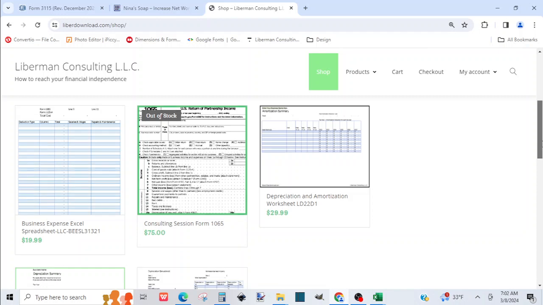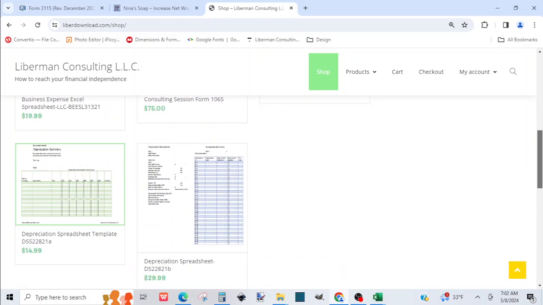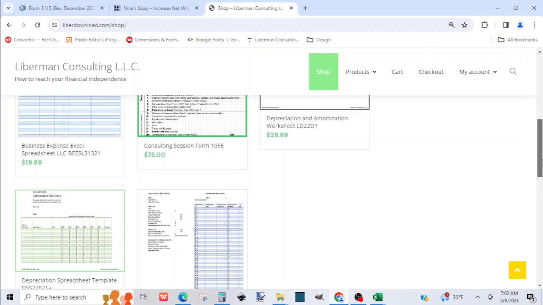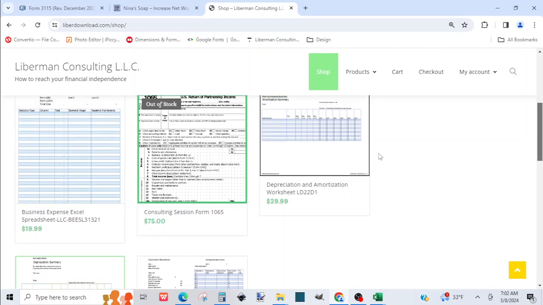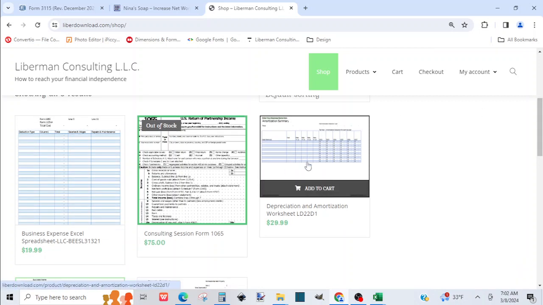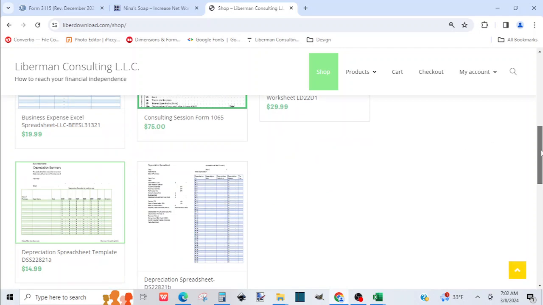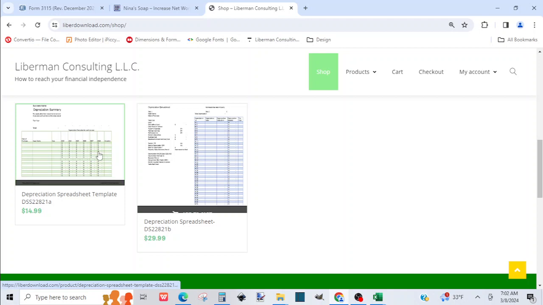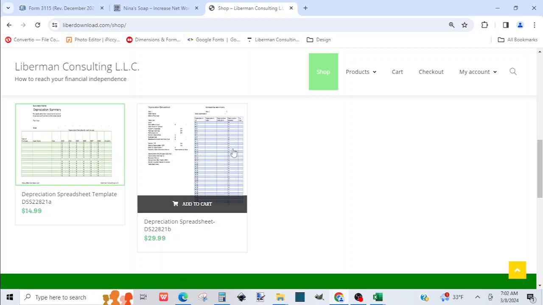We have a few options to choose from, but the one that I'm using in this example is similar to this one, the depreciation and amortization worksheet LD22D1. We do have a few to choose from as well, and I believe this one may not have amortization in it. This one may not have amortization but has multiple types of assets that can be depreciable.